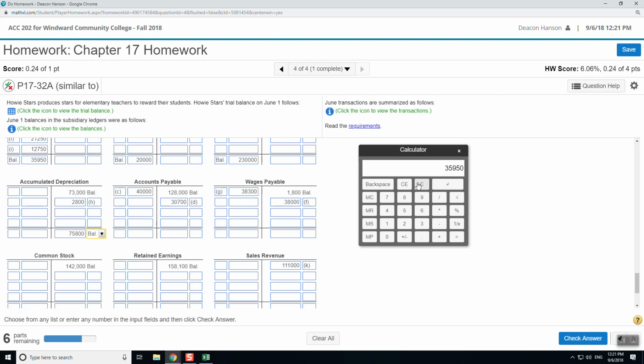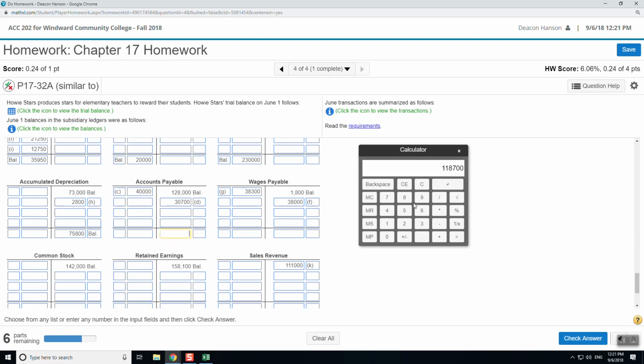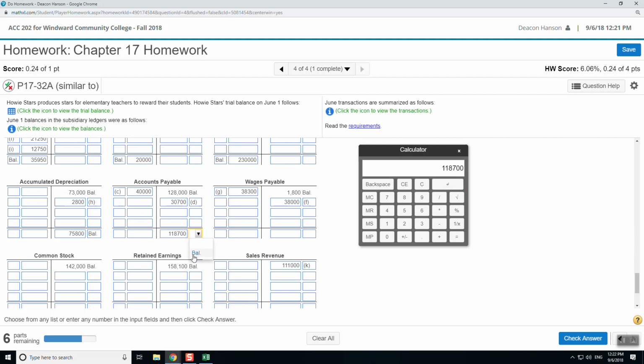This one is going to end up with a credit balance, so I'll start with the 128. Add the 3,700 and subtract 40,000. Make sure you put it on the correct side. This one is a wash for the 38. Oh wait, be careful. There's a trick in there. Right? You see, this is 38,300 and that's 38,000.